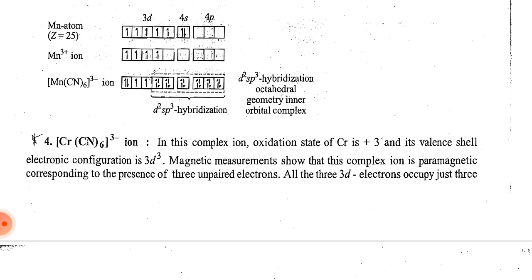Mn(CN)6 3-: cyanide donates 12 electrons, so d2sp3 hybridization will be formed. d2sp3 hybridization shows octahedral geometry in an inner orbital complex. Because cyanide is a strong field ligand but unpaired electrons are still present, it is paramagnetic.